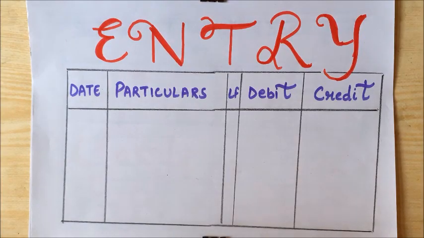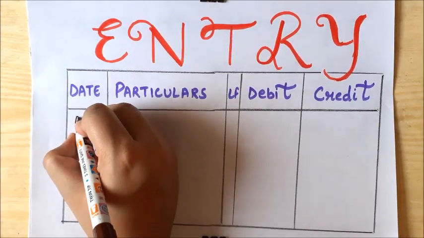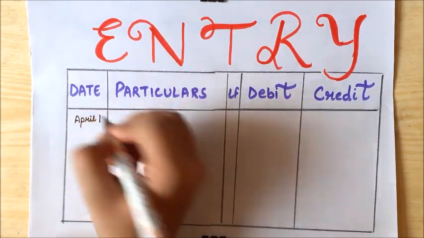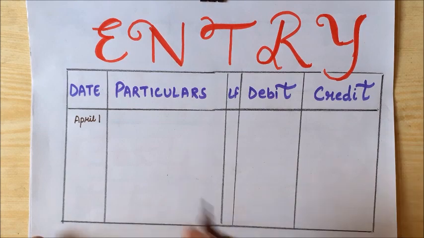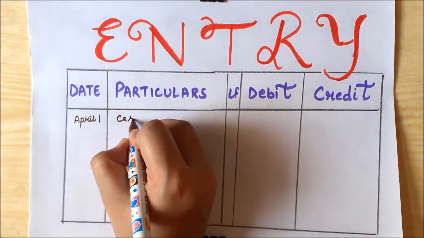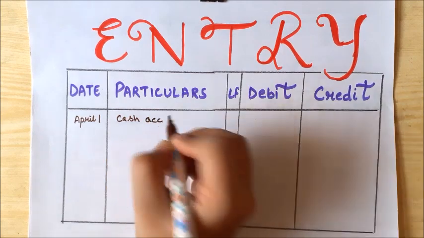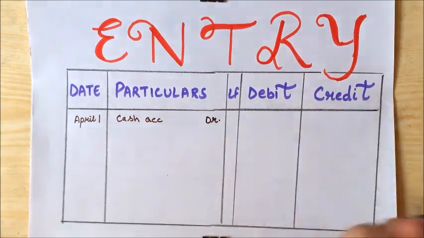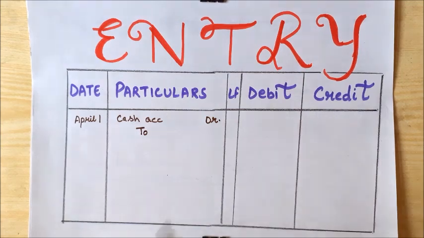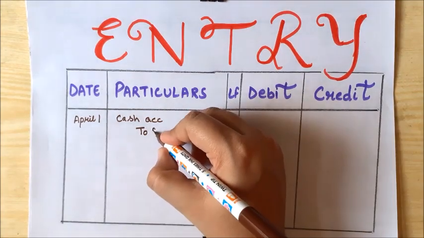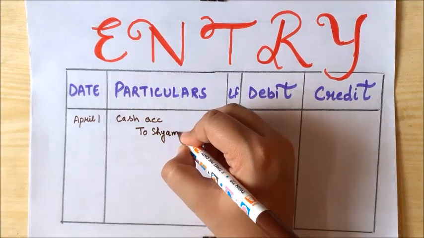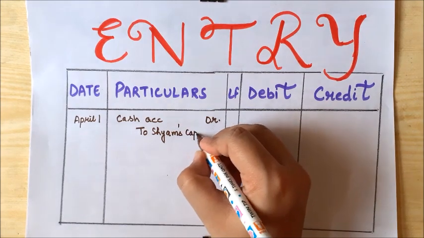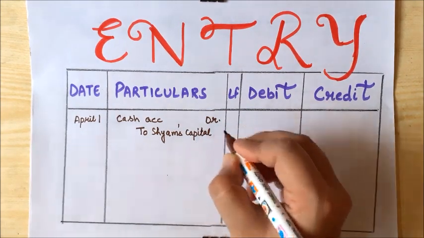Let's pass the necessary journal entry. First I'm writing the date, that is April 1, in the date column. Second, we need to write the account that needs to be debited and credited. So cash account debited. "To" in the next column. Since the name is given, Sham's capital account.